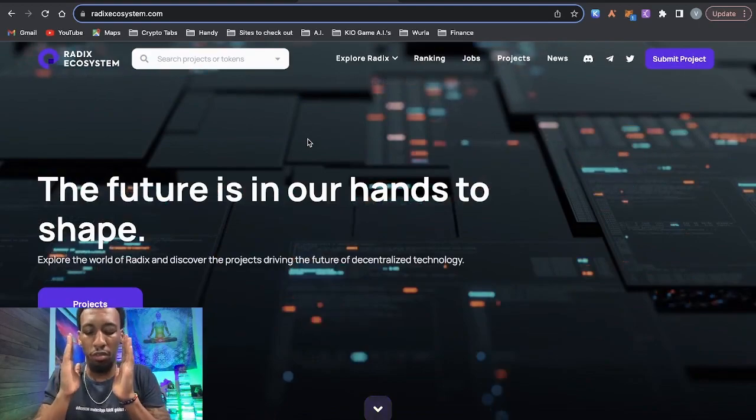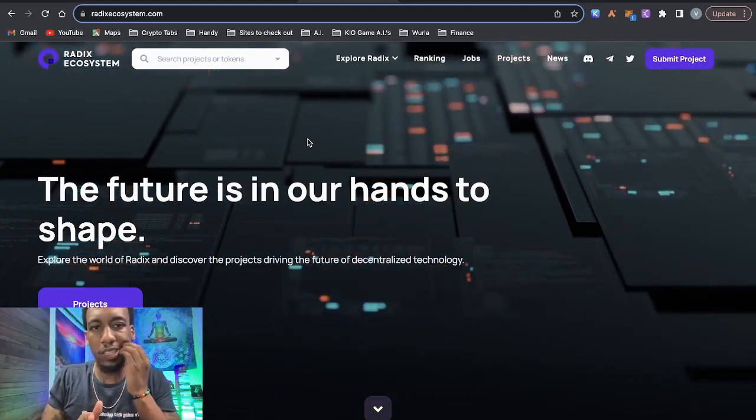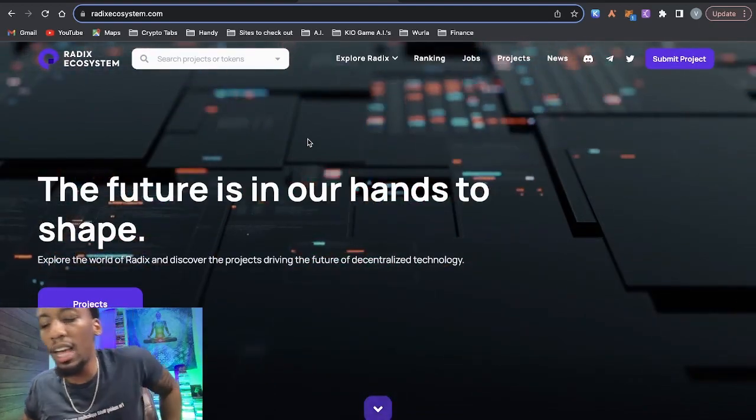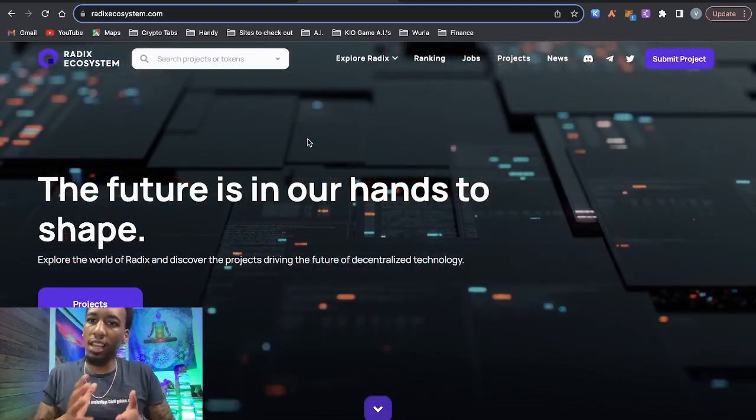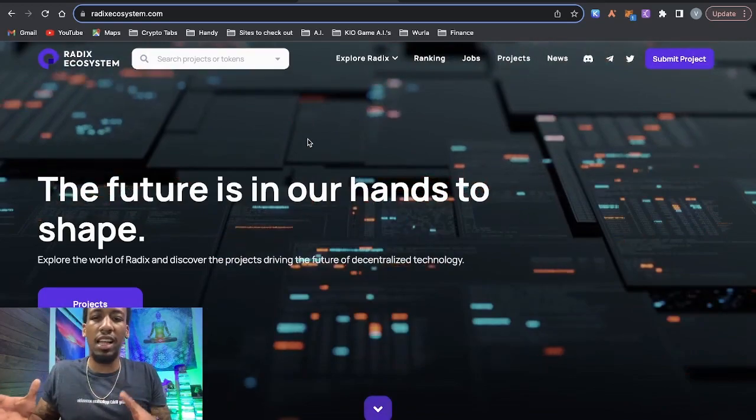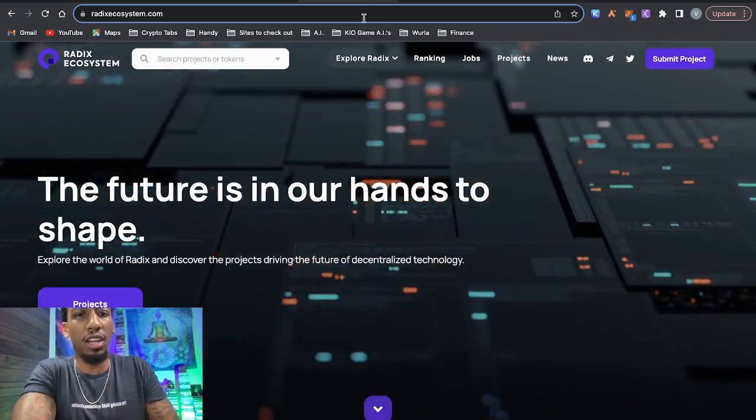Right now, most of my focus is on Base and Radix. But Radix, their smart contracts haven't launched yet, but their programming language is out. So it's a weird thing. Things are built, but it's just not live. So it's an interesting opportunity.